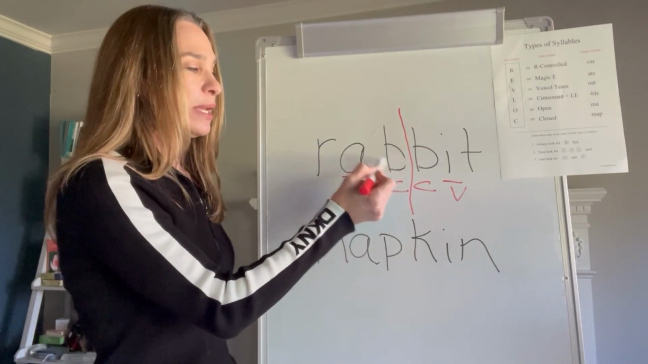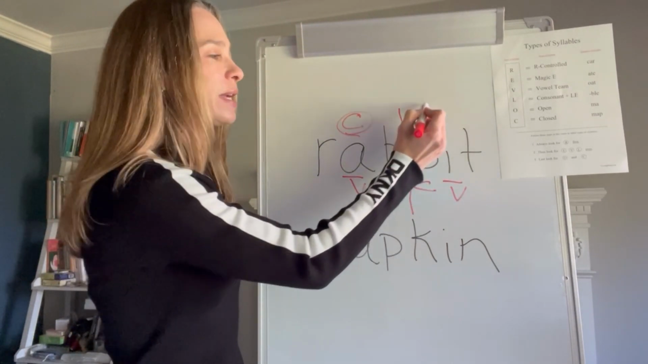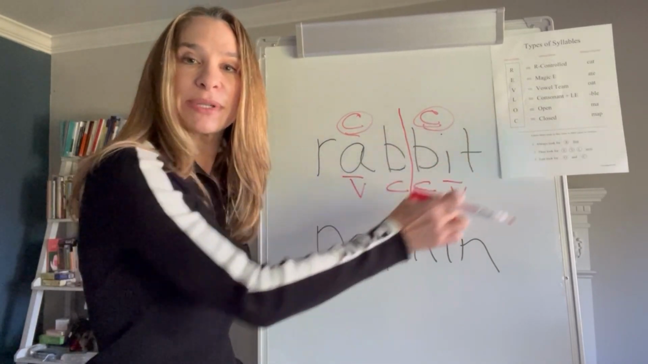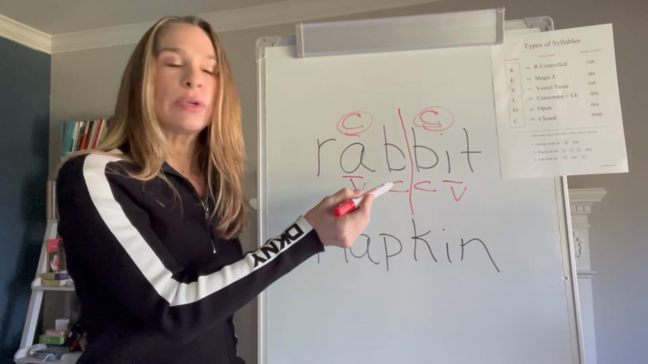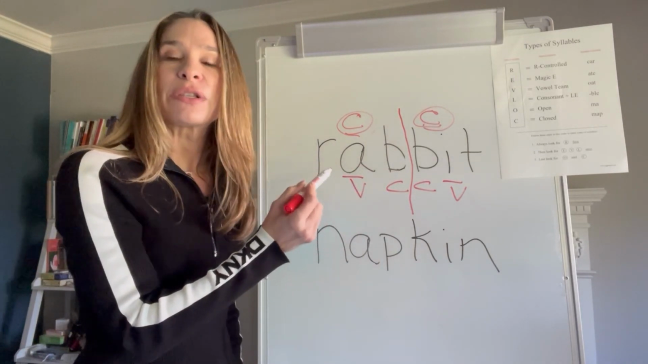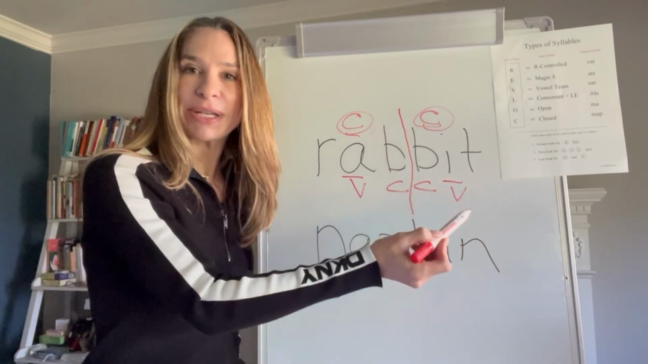So B closing in the A is a closed syllable. T closing in that I is a closed syllable. Now our student knows from our syllable types that a closed syllable, that consonant closing in that vowel makes that vowel short. So they're going to read rab-bit, rab-bit, rabbit.